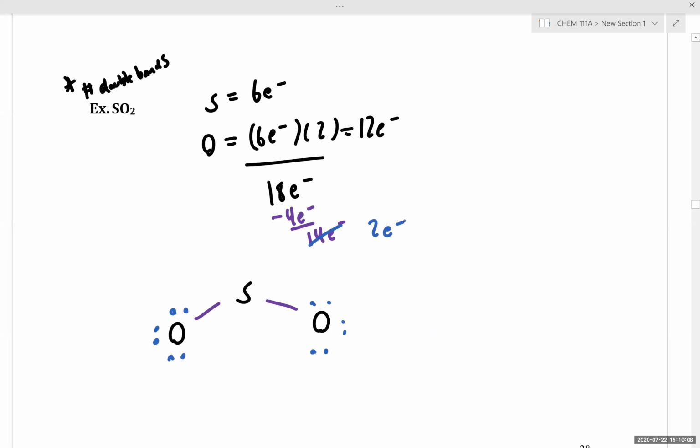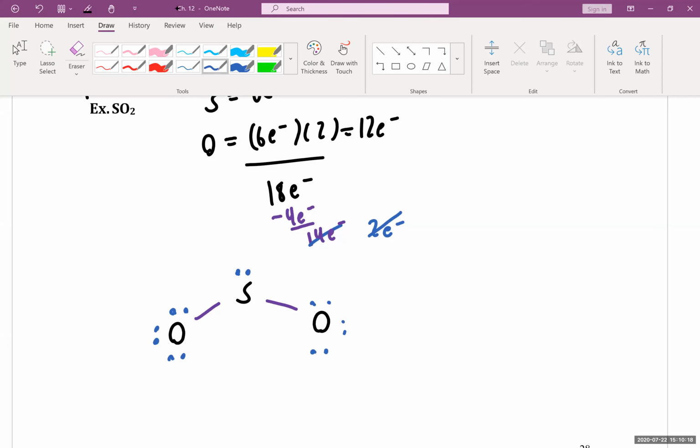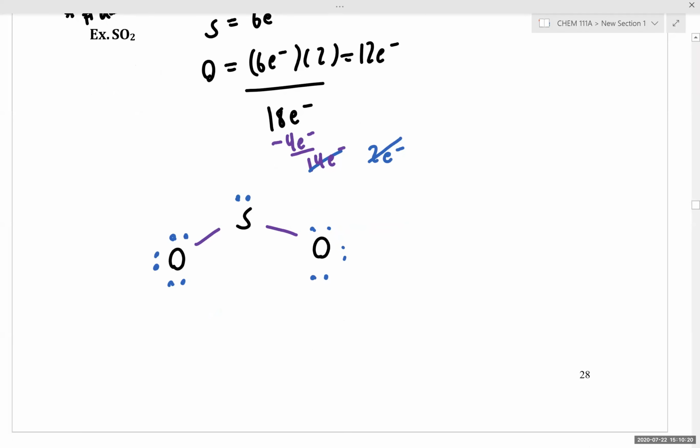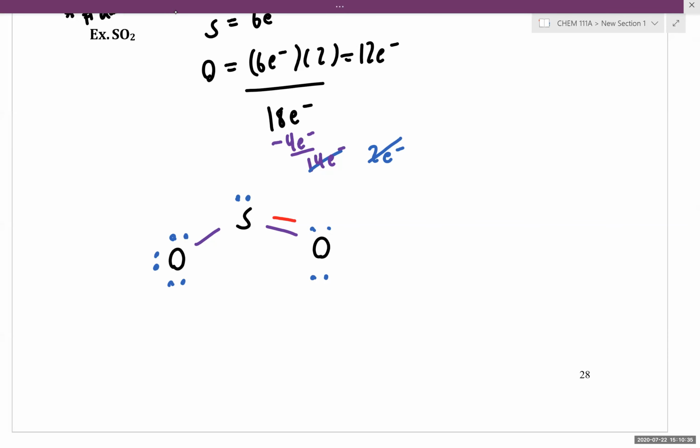Where do our last 2 electrons go? What atom has an incomplete octet? Sulfur. So we place our 2 electrons on sulfur. Now, are there any atoms with an incomplete octet? Have we fulfilled the octet rule for all of our atoms? Sulfur still needs a complete octet, so what we're going to do is take one of our lone pairs on oxygen and convert it to a double bond.